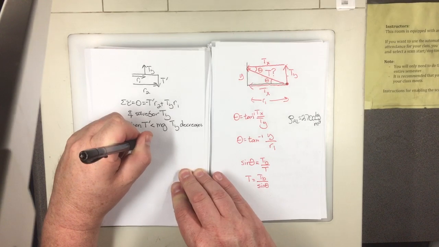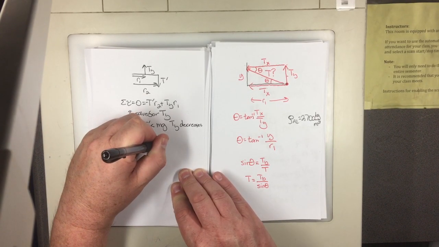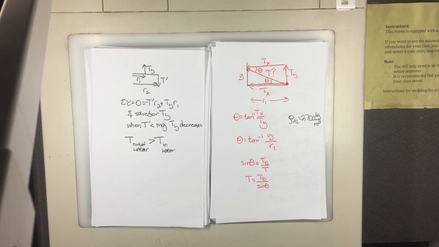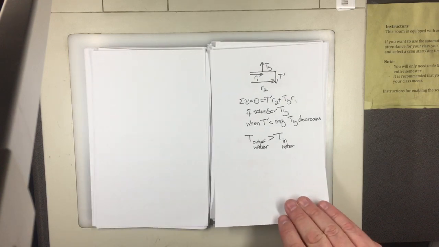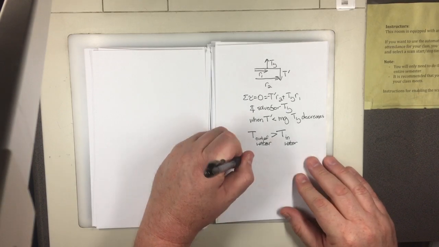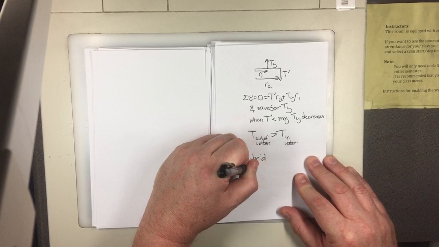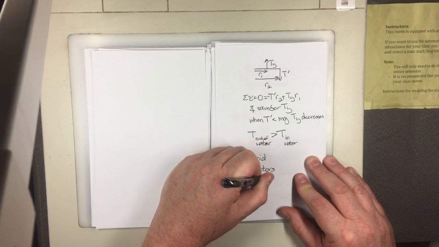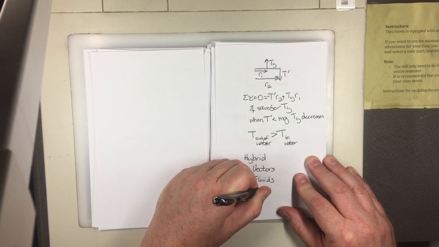when it's out of water should be greater than the tension of the string when the mass is in water. So you should find that out. I would go through it both ways. Find out the tension of the string when it's just a mass hanging there, and the other time find the tension of the string if it was just sitting there in water. So this introduces the whole idea of hybrid problems, where this involved vectors, fluids, and torque.